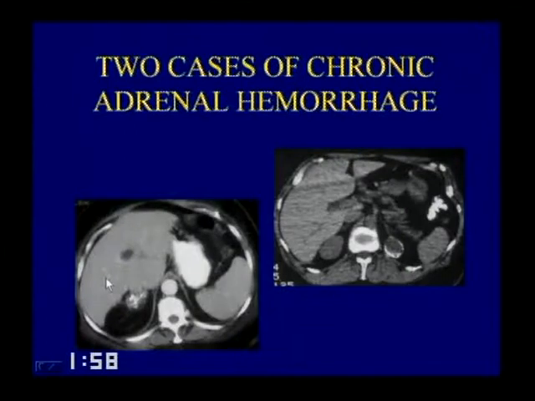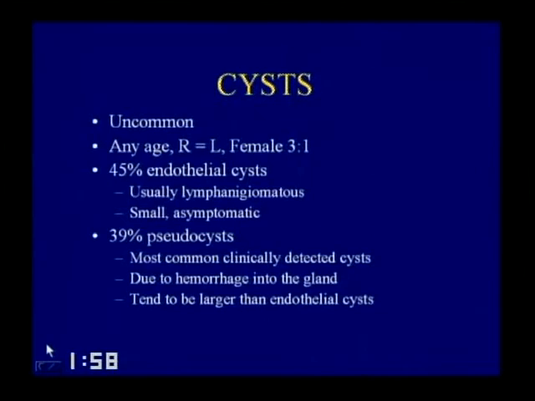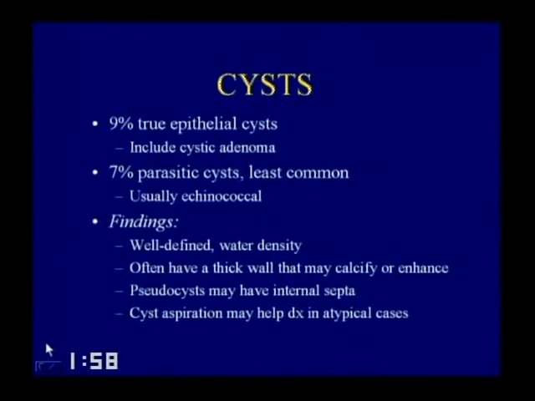Here are 2 cases of chronic, very old adrenal hemorrhage, just showing the calcification that can develop in these. Here, rim calcification in this one, central in this one, so nothing really specific about that. And then just to wrap it up, cysts are uncommon and can occur at any age. They can be endothelial, they can be pseudocysts, they can be parasitic, they can be true cysts. They look like cysts. I'm not going to get into that.